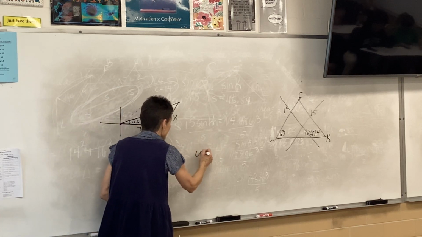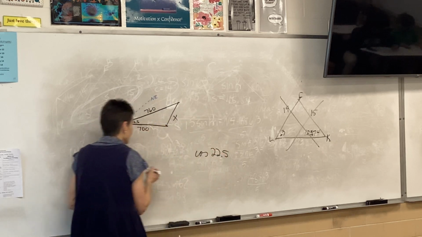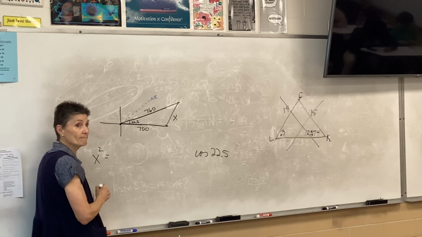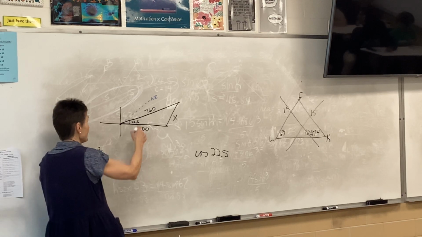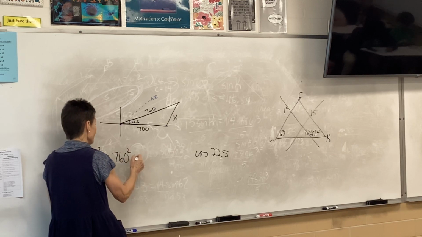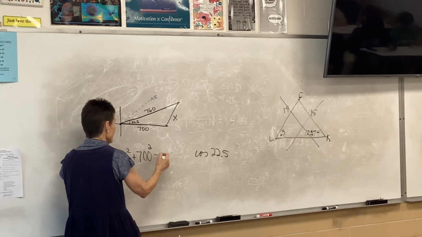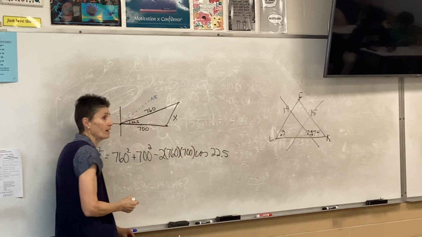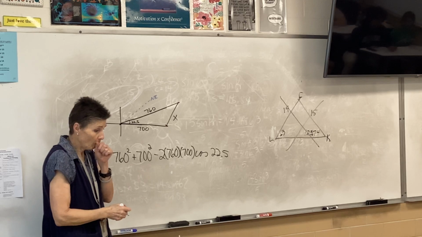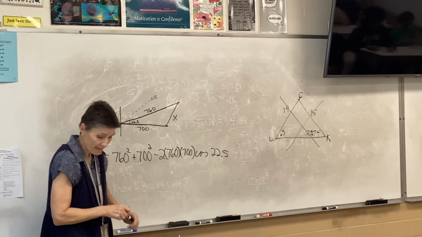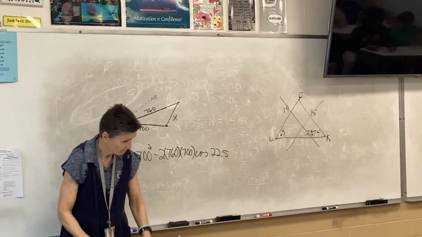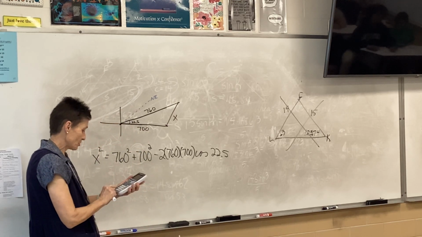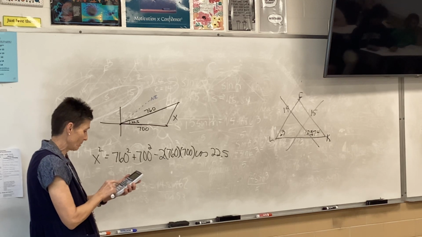Now here's going to be cosine 22.5, and over here is going to be x squared. Right? And in the middle is going to be 760 squared plus 700 squared minus 2 times 760 times 700. That's your law of cosines. And the good news is we can just type that right in and take the square root, and we are going to be done with this problem.